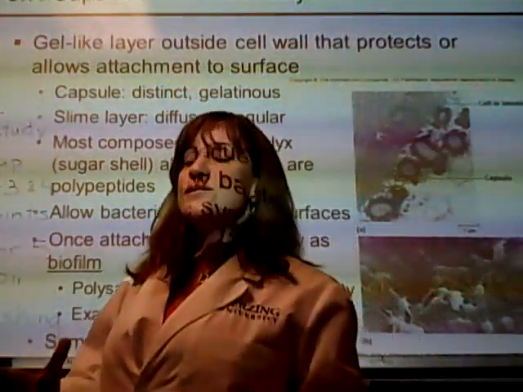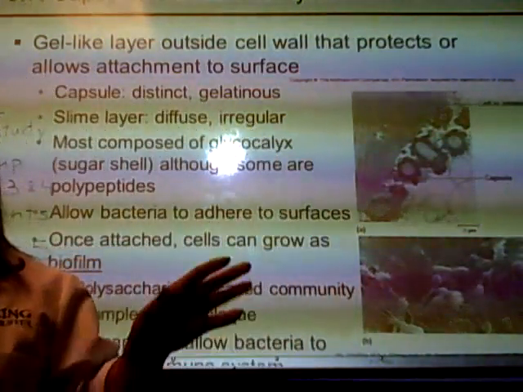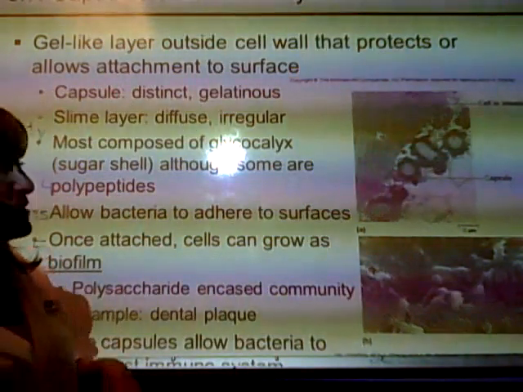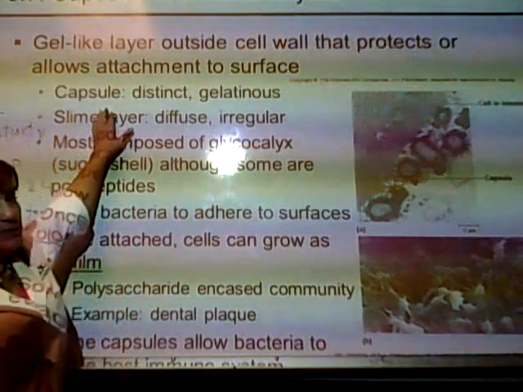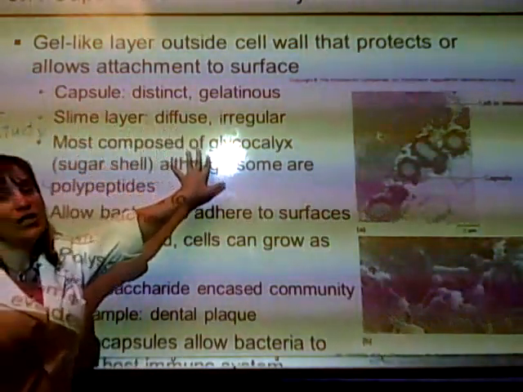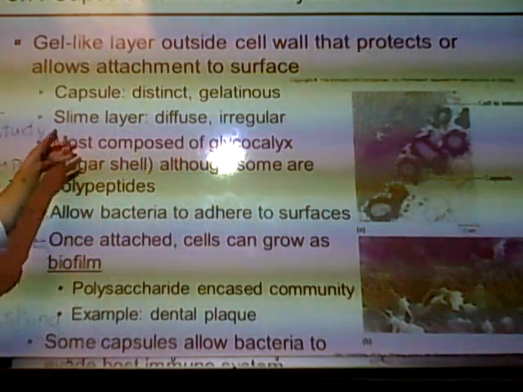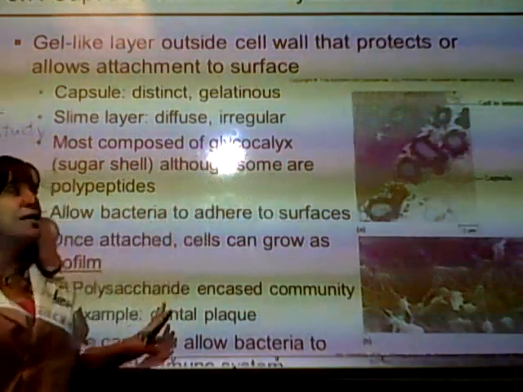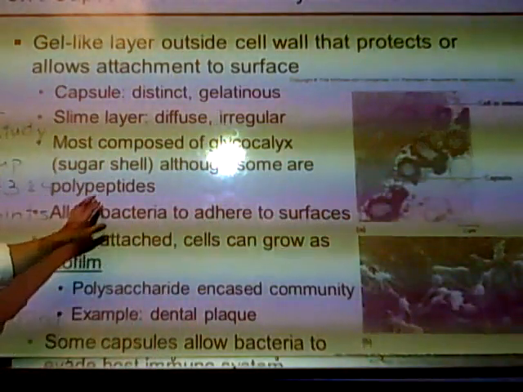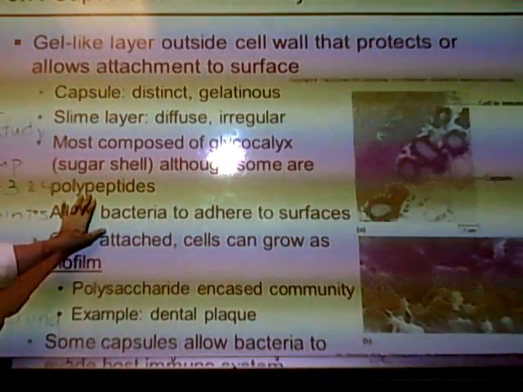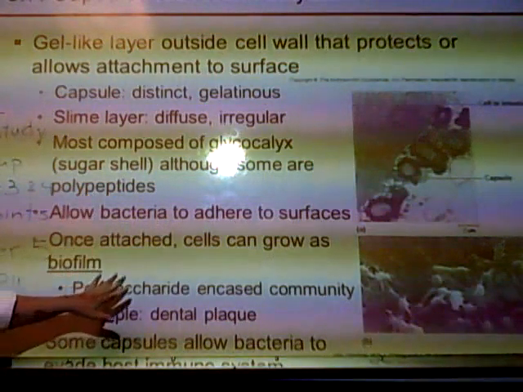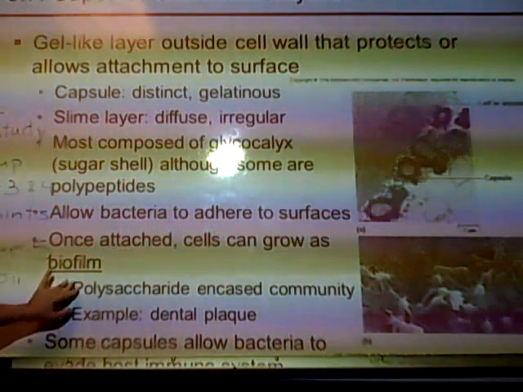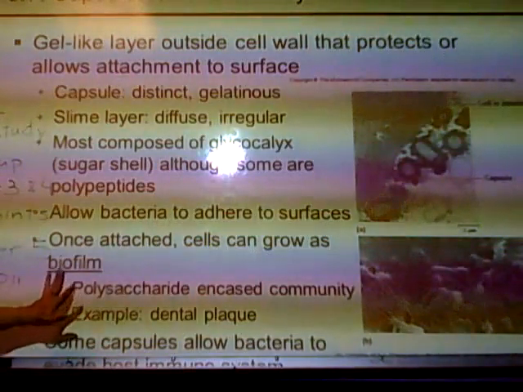All right. So outside the bacteria, you have slimy, icky stuff on the outside. We already talked about that in the biofilms, right? So it has a capsule, which is going to be this distinct gelatinous slime layer. It's composed mainly of glycocalyx, which is a sugar, right? A sugar shell, and some have polypeptides or short units of protein. All right, and again, like we mentioned, once they attach, they can grow as a biofilm, and unfortunately, this can result in tooth decay.